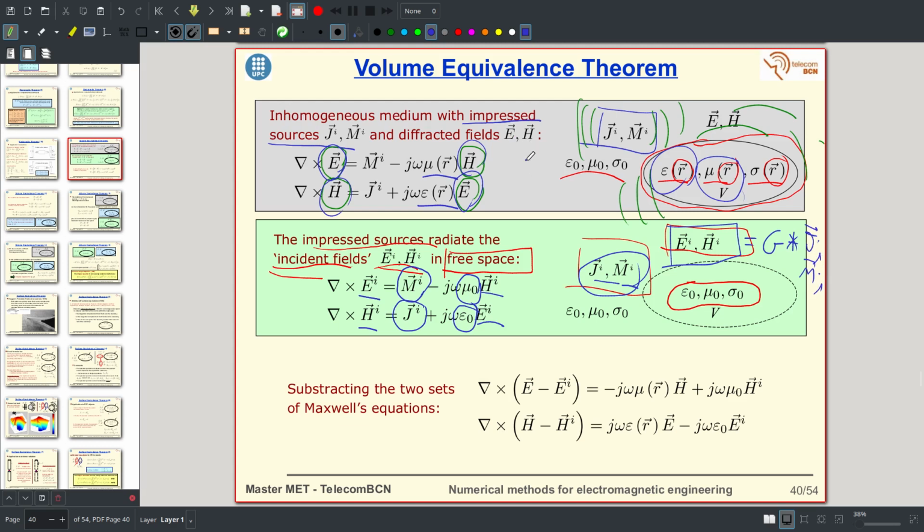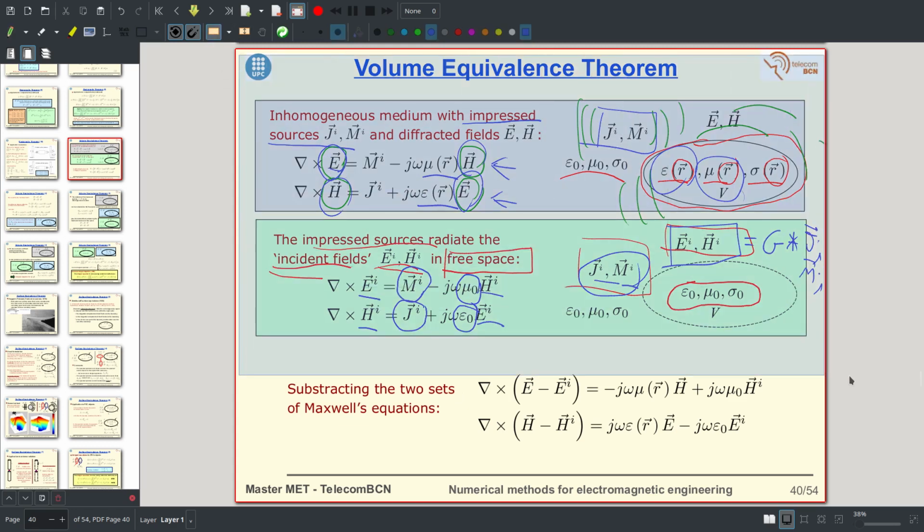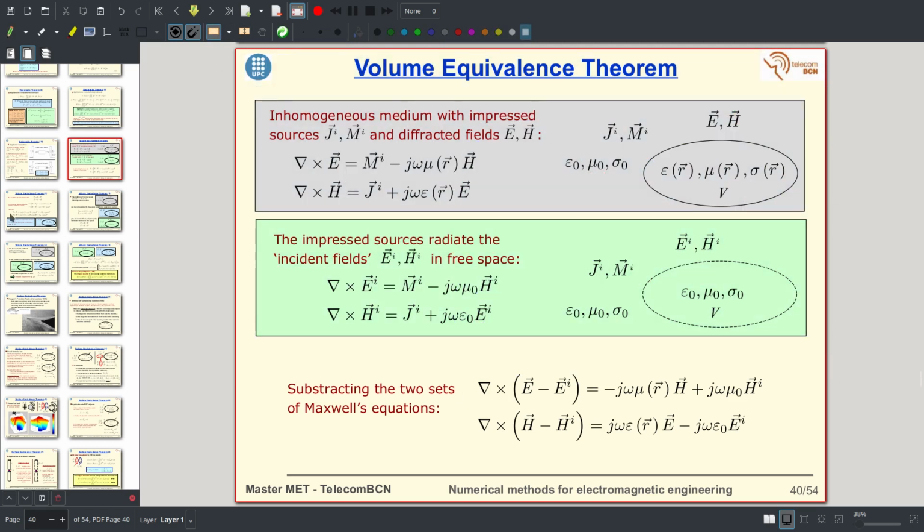But we need to solve the radiation of the impressed currents in presence of the object and obtain this E and H here. How can we do that? First, we subtract the Maxwell's equations with the object minus the Maxwell's equations without the object. Since the sources are the same in both, they cancel out.